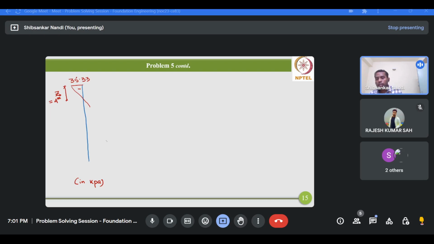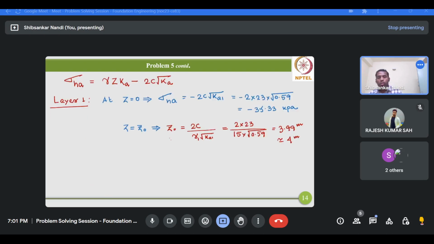After this depth, the variation would be completely on the positive side. At Z equals Z0, how have we determined it? We have determined it by equating sigma HA to 0.